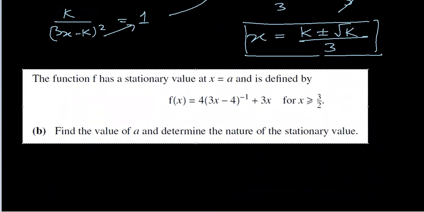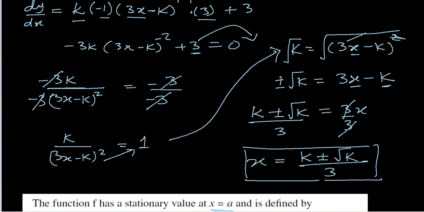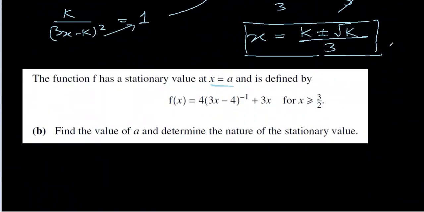Moving on, the function f has a stationary value at x equal to a and is defined by this. And if we compare it with the previous one, 4 over 3x minus 4 plus 3x, I think it is exactly the same. In place of k, yes, in place of k they have written 4. All right, so this is the same equation but k is equal to 4. That means we can write this equation.